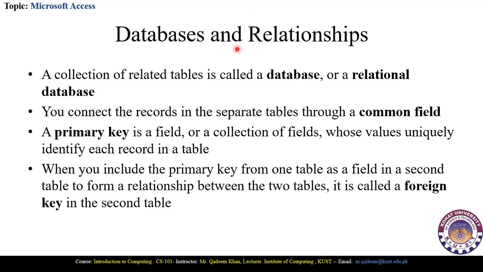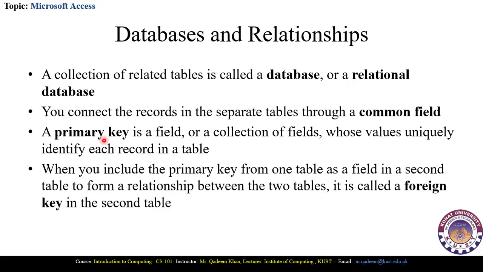So a database contains a certain number of tables. There may be at least one or more tables. And each table can be accessed through the primary key. The primary key is the basic attribute which can be used to access a particular record. For example, student roll number is a primary key. Student registration number may also be an important primary key.